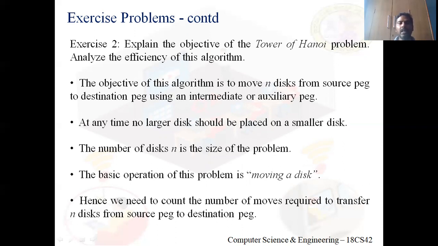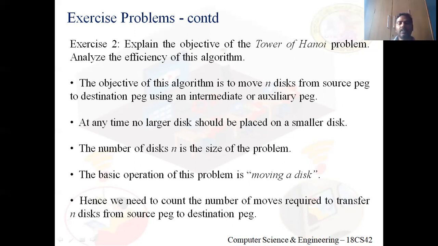So now the objective of this algorithm is to move n disks from the source peg to the destination peg using an intermediate or auxiliary peg. At any time, no larger disk should be placed on a smaller disk. And the number of disks n is the size of the problem. And here the basic operation is what? Don't get confused. We have heard about addition, subtraction, multiplication. But here the basic operation is moving a disk from source to auxiliary, or moving a disk from source to destination, or moving a disk from auxiliary to destination. The basic operation is moving a disk.